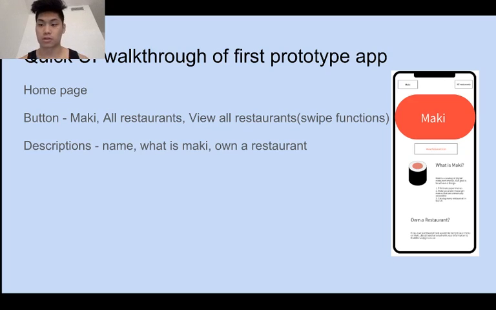All Restaurants, which is located on our top right, will take you to our next page, which will be shown in the next slide. And View Restaurant List will also bring you to the same page as All Restaurants. For descriptions, we have the name and What is Maki to explain to our users, and Owner Restaurant, which allows newcomers to actually apply to be managers of their own restaurants using Maki.